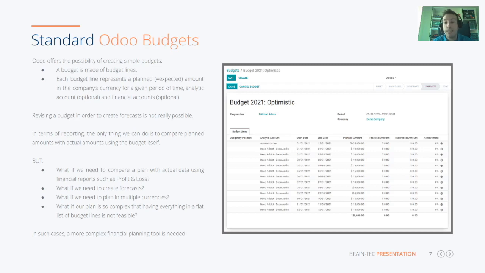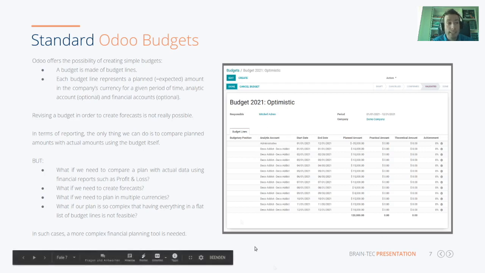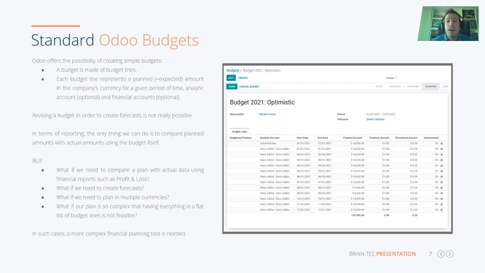Once a budget has been defined, the only thing we can really do is to compare our planned amounts with our actual amounts, but using the structure of the budget itself, as we can see here in the screenshot. Okay, but what if we need to compare our planned amount with our actual amounts using financial reports such as profit and loss? Or what if we need to create a forecast? Or what if we need to plan in multiple currencies? All these things cannot be handled via standard Odoo budgets, and that is why we decided to implement our solution.